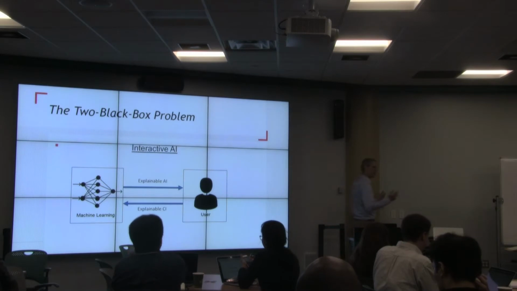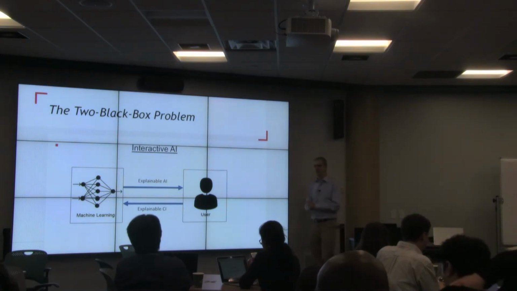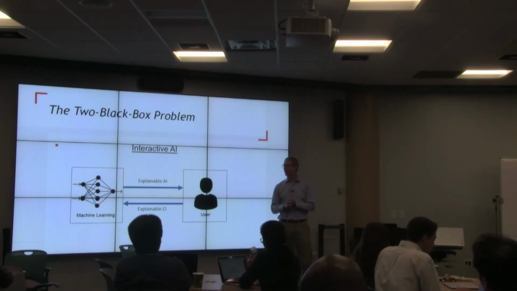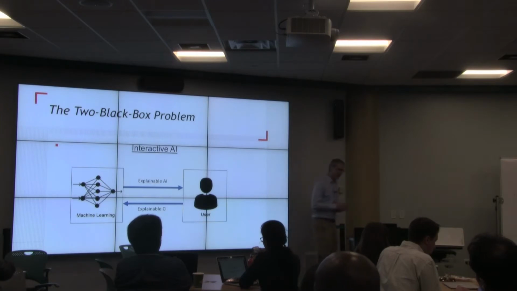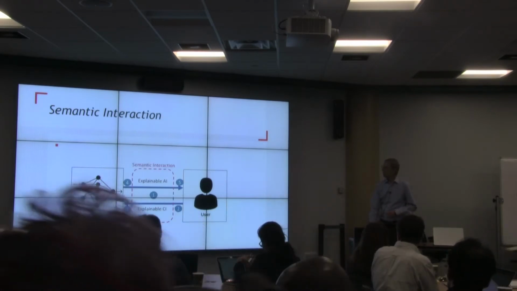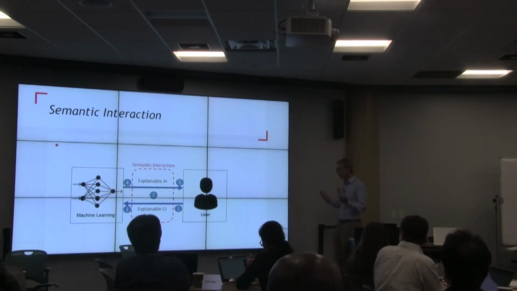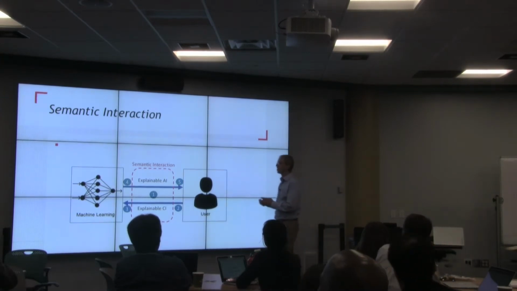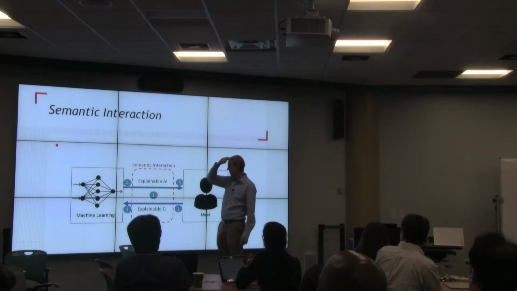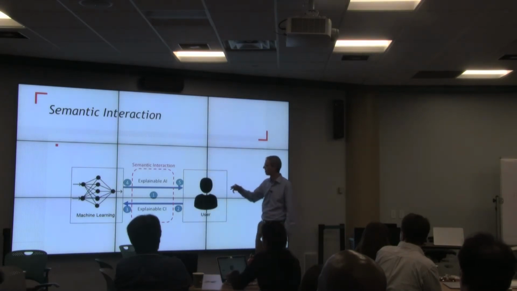So that's the problem I want to present here, and I think this is a really hard problem, right? Because we're dealing with these two black boxes and how they talk together. So if we really want to achieve interactive AI, we've got to solve this problem of these two blue arrows here, kind of simultaneously. And so one method for solving this problem, or at least partially solving it, is an approach that we like to call semantic interaction. And that's what I want to talk through today, is how semantic interaction addresses this two black box problem.